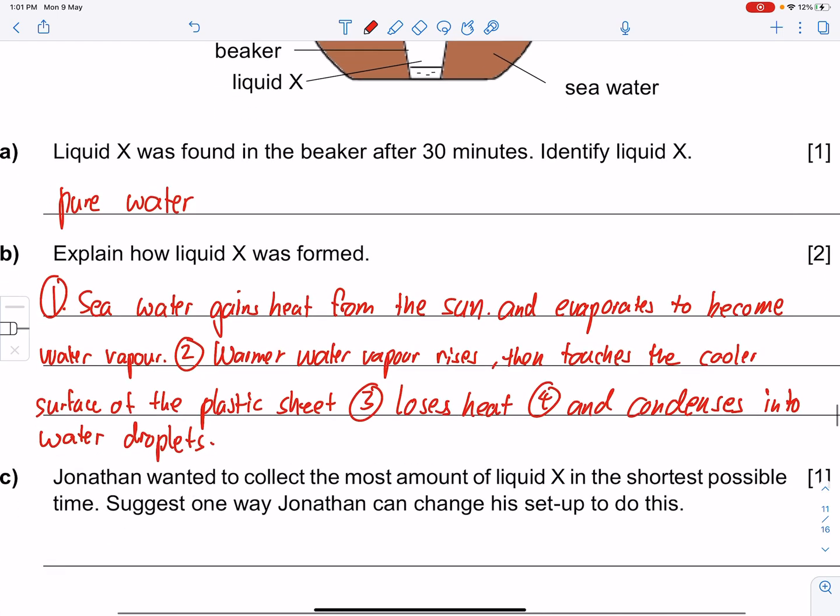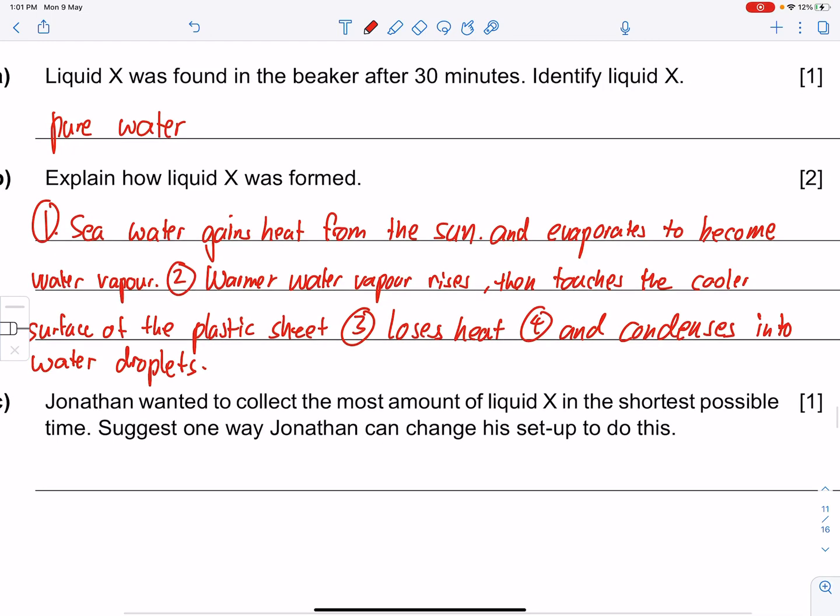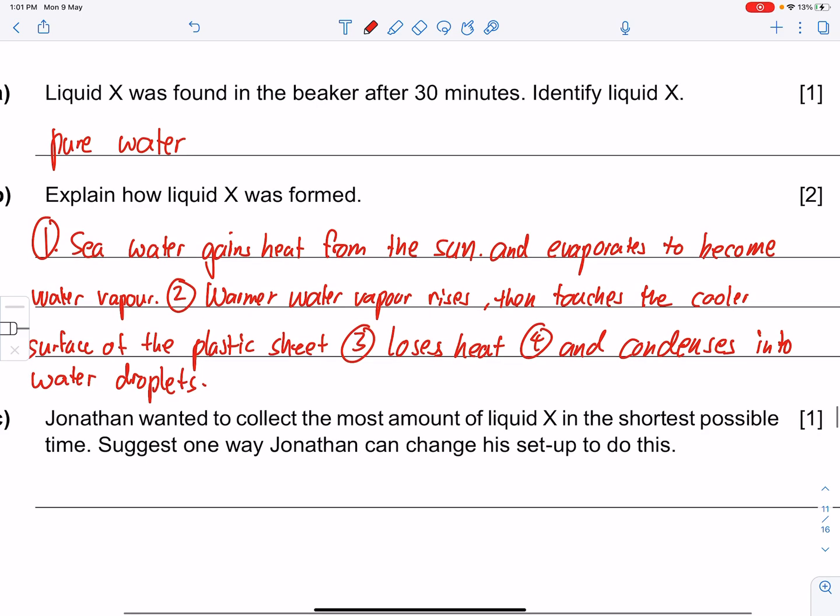So there is no shortcut to this. It's really about practicing. That's why I keep asking you, when you annotate, you have to keep annotating, simply because practice makes habitual. Now, Jonathan wanted to collect the most amount of liquid X. So how do you get more of liquid X? How is liquid X being formed? Liquid X is formed through the process of evaporation and condensation.